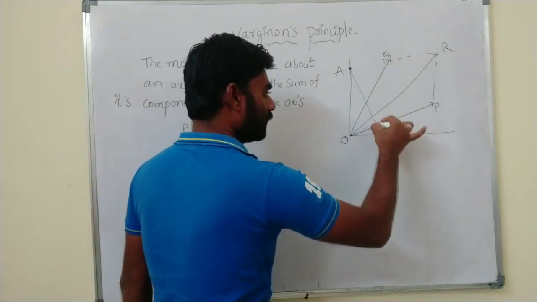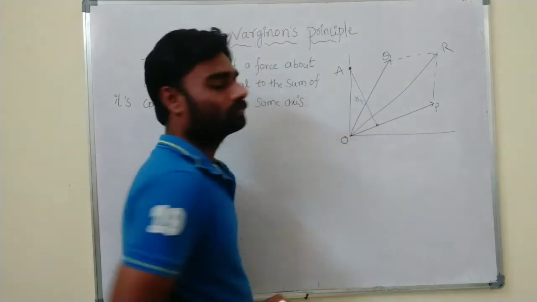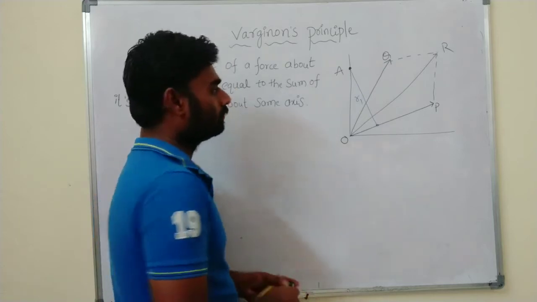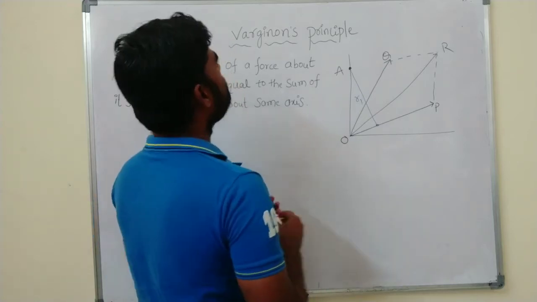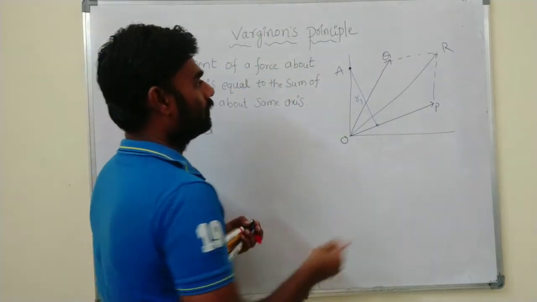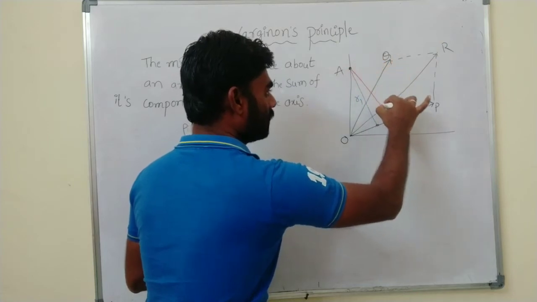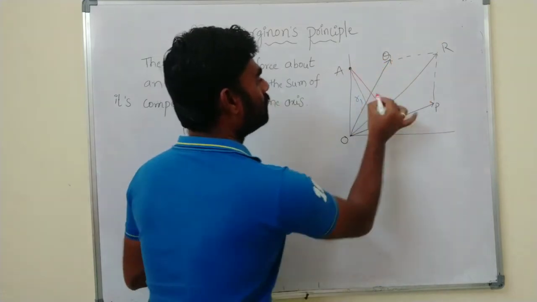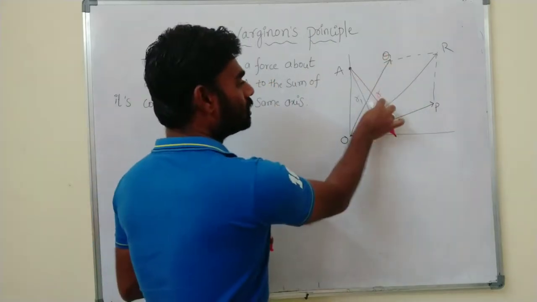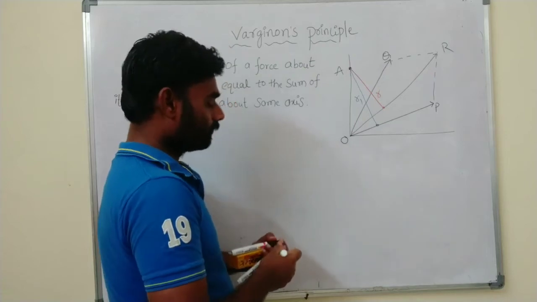Now this one is R1, the perpendicular distance of P. Next, I drew a perpendicular from R, capital R. Now small r is the perpendicular distance of the force R.